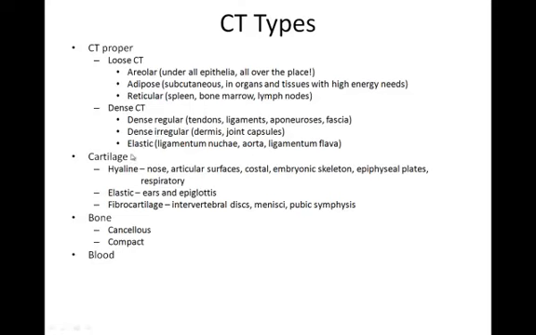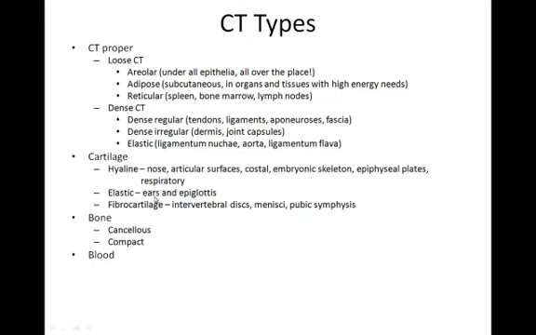Okay, then we have our cartilage. Cartilage is our next connective tissue type. In cartilage, we have three types: hyaline cartilage, elastic cartilage, and fibrocartilage. See how we have two types of elastic here? So remember to say elastic connective tissue and elastic cartilage. So in elastic cartilage, we have elastic cartilage.